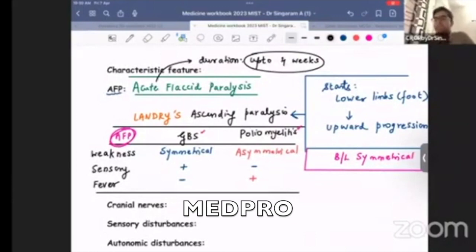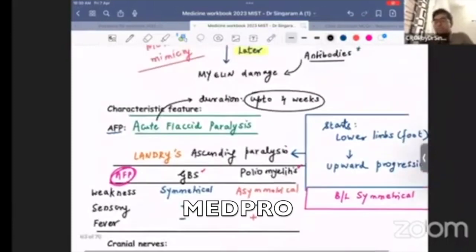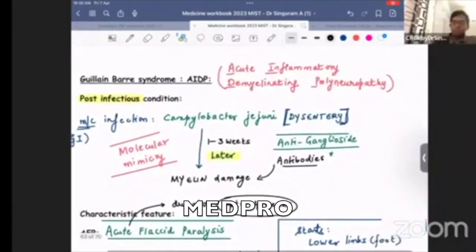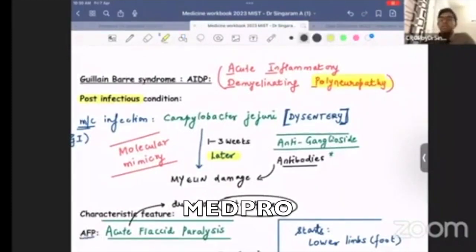It involves the muscles, or rather the motor nerves. But look at the wording. Guillain-Barré syndrome is not only involving one group of muscle. It is a polyneuropathy. What is the meaning of polyneuropathy? Multiple nerves, a group of nerves, are getting affected.